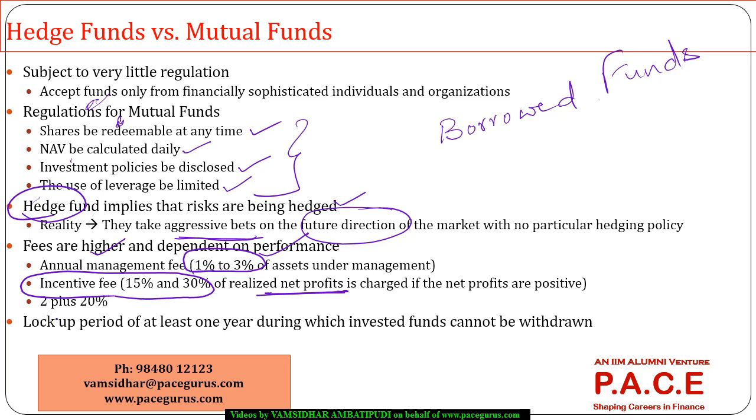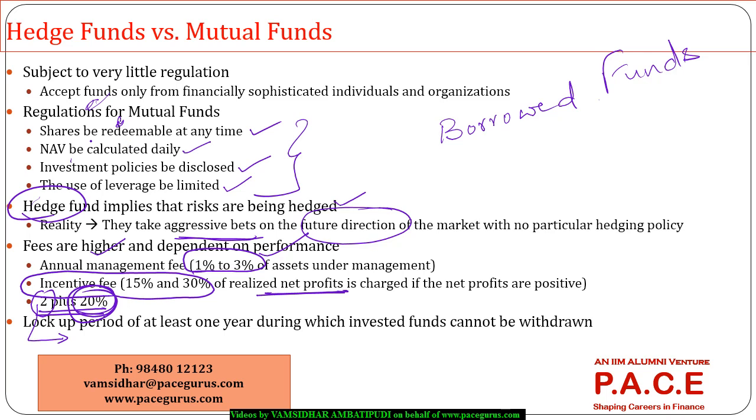The general terminology is 2 plus 20%. It means that this particular hedge fund carries an administrative fee or annual management fee of 2%, and along with that there is a 20% incentive fee, which is the performance-related fee that the fund manager is going to get based on the level of profitability that the particular fund can generate in that particular year.